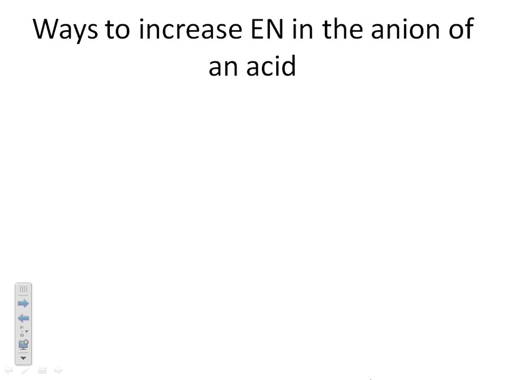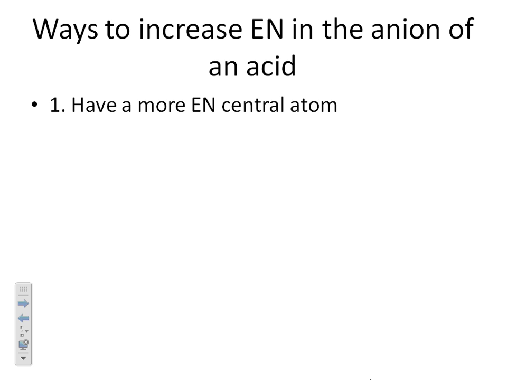Ways to increase the electronegativity in the anion and the acid. So how do you do this? How do you have a more electronegative center of your atom? There's a number of ways. Number one, you can have a more electronegative central atom. So you can change what the central atom is.